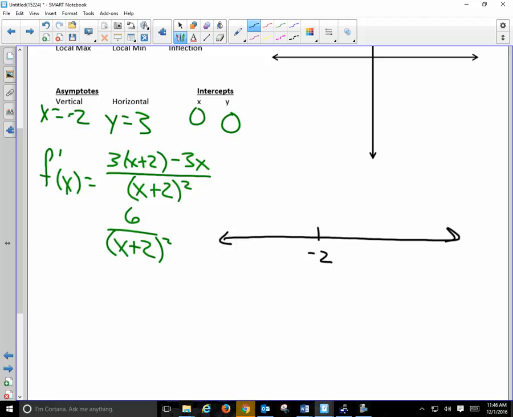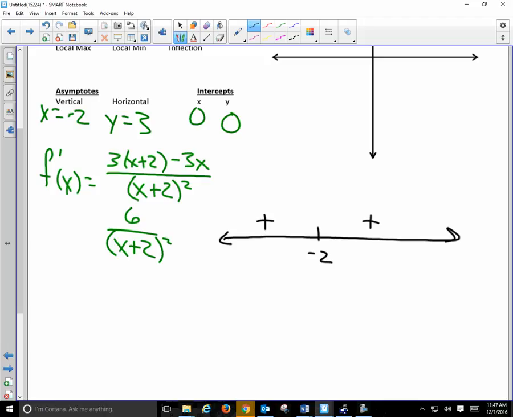So I will check on either side of negative 2. I'm going to plug in negative 3. But first, as you look at this, if I square something, that's going to always be positive. And the top is always positive. Positive divided by positive will be positive. So it doesn't matter what you plug in. I promise you, you'll get a positive in either situation.